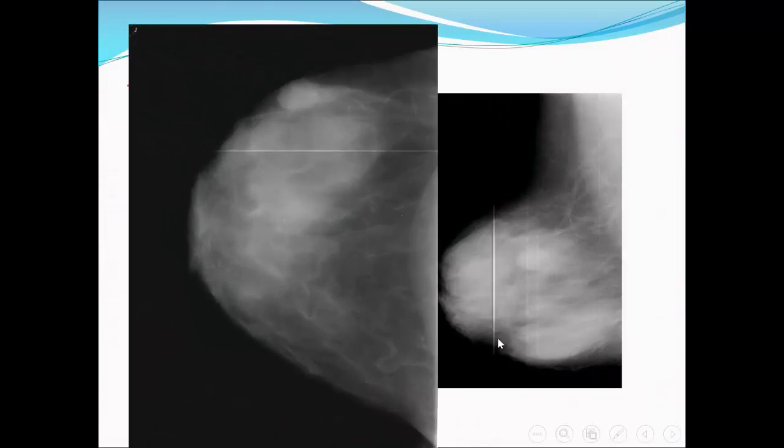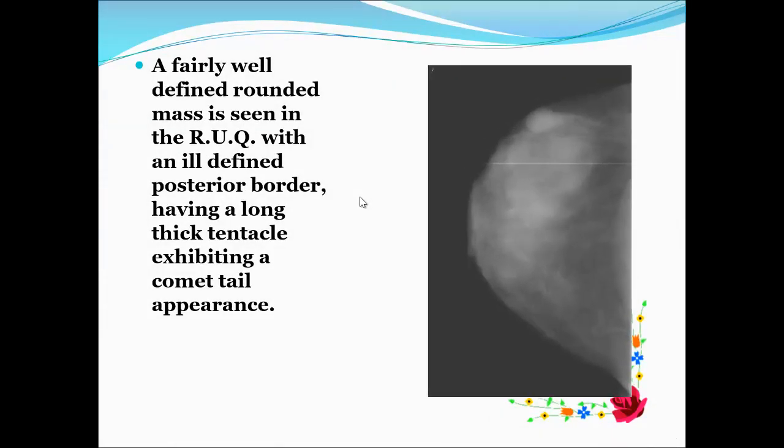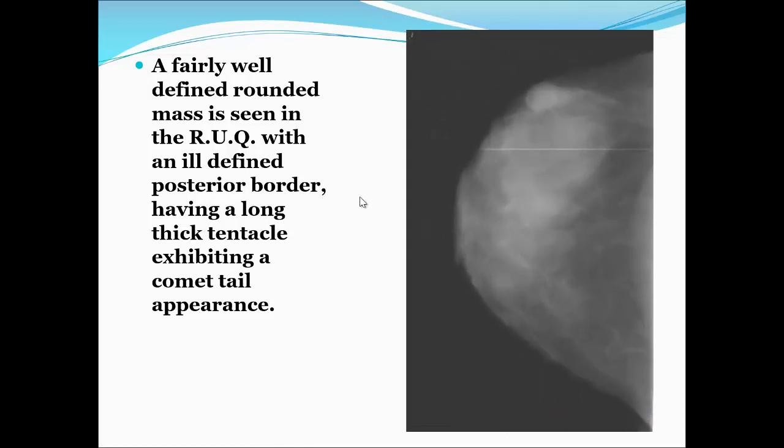Another case. Here is the mammography, homogeneous parenchyma, and here is a comet tail of the breast. So although the lesion is well circumscribed, it is obscured in part with a tentacle coming from this lesion. So it is suspicious and needs further examination by ultrasound. It is a fairly well defined, rounded mass seen in the upper outer quadrant with an ill-defined posterior border, having a long thick tentacle, which you may say is a comet tail appearance.